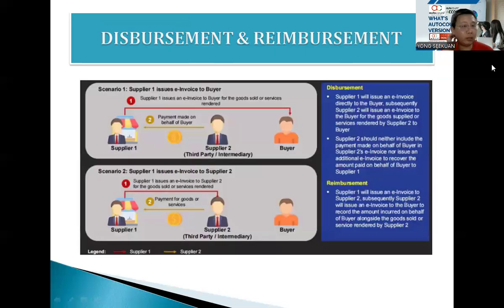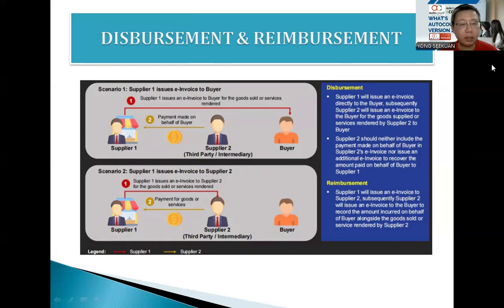So let's see the graphic for more understanding of disbursement and reimbursement. You see the first graphic, disbursement. The first supplier will issue an invoice to the buyer, and you are the one to pay on behalf of the buyer to supplier one. When you issue the invoice to your buyer, you use the normal invoice.